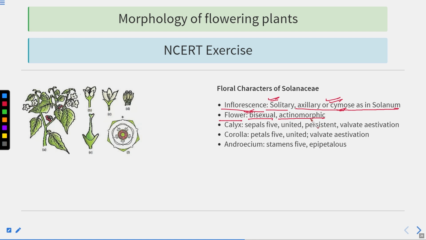Actinomorphic. The flower is showing the actinomorphic arrangement. So you can divide the flower into two equal halves in a number of planes.